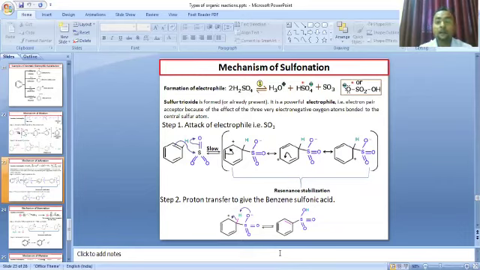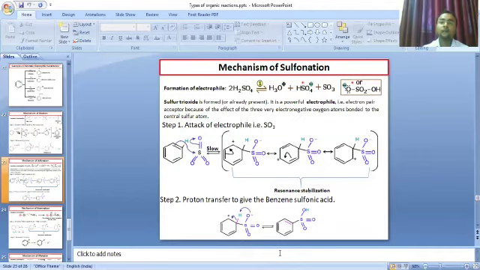which creates an electron deficient center at the sulfur atom. This sulfur, present in the form of sulfur trioxide, in step 1 attacks the benzene nucleus and takes its 2 electrons in the pair, and we get the resonance stabilized structure. In the second step, the proton is transferred from this hybrid structure, and we get benzene sulfonic acid as the desired product.